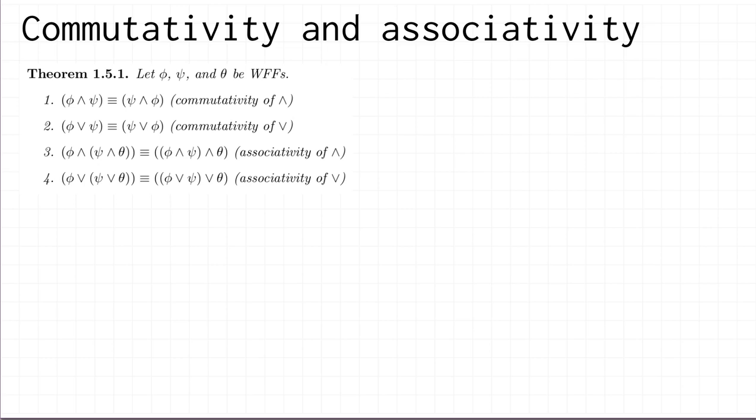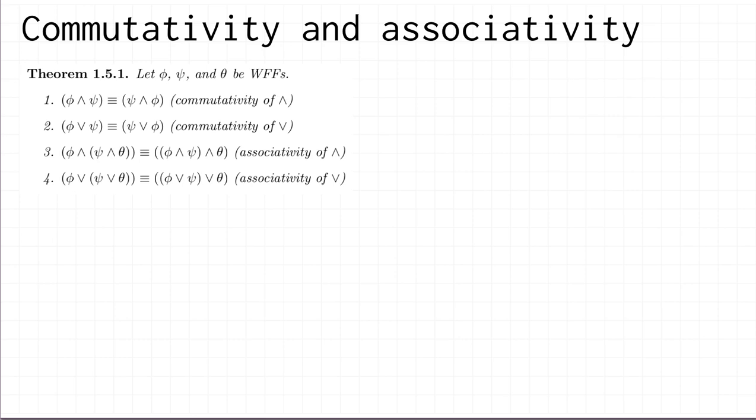Okay, let's look now at some more interesting examples of logical equivalence and some more useful examples of logical equivalences. So the first two in my theorem, it says that if you've got any three well-formed formulas, phi and psi and theta, then the first logical equivalence is that phi and psi is logically equivalent to psi and phi. So this is just like the thing we already proved. Similarly, part two, phi or psi is equivalent to psi or phi. So those are called commutativity laws. Commutativity is saying that the order doesn't matter.